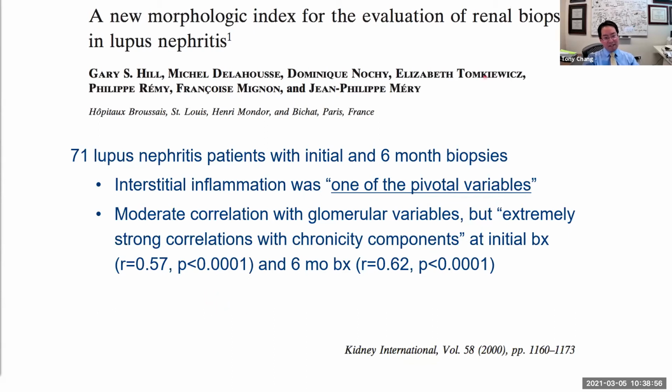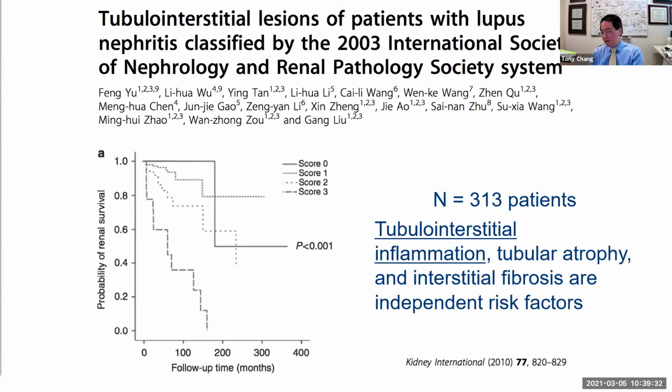Gary Hill and his colleagues in France have this great study where they looked at 71 lupus nephritis patients, and these patients were willing to undergo serial biopsies that were 6 months apart. They basically parsed out the injury in every imaginable way that you can think of. And they found that interstitial inflammation was one of the pivotal variables, which is a really important finding. None of the other ones really quite stood out in the way that interstitial inflammation did.